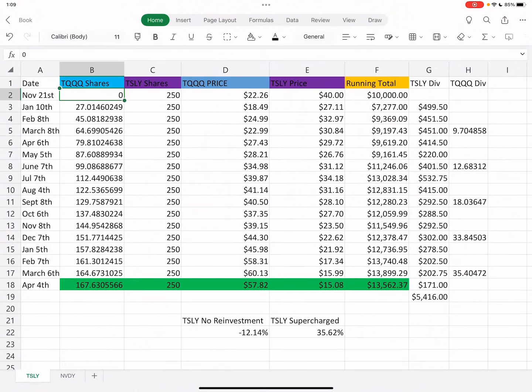So let's take a look at this here. Obviously we're not going to be buying any TQQQ. That's such an annoying ticker to say. But yeah, we're not buying any of them at the start. We're starting off with 250 TSLY shares. Keep in mind, starting price is $40 because they had that reverse split. So we're just going to go through the months. Your TQQQ shares are going to be building up eventually to 167, and they actually do pay a small dividend as well. So that dividend right there is going to be going up as well.